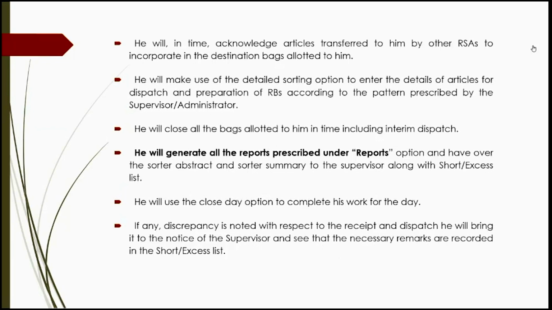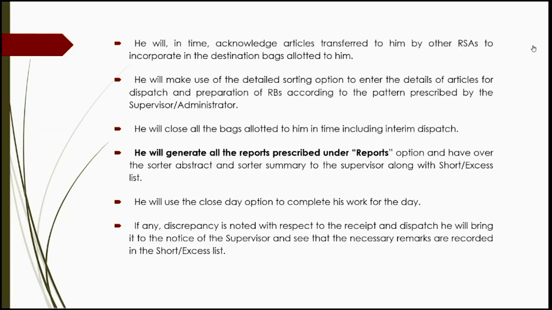Apart from that, what else does he have to do? He transfers articles to others. In a similar way, those other RSAs will have articles that have to be closed to the offices that this particular person is going to close, so he will be receiving those articles also. In this transfer option, he can transfer the articles and he has to give acknowledgement for the articles he has received from other RSAs. If he has an interim dispatch, he gives an interim dispatch.